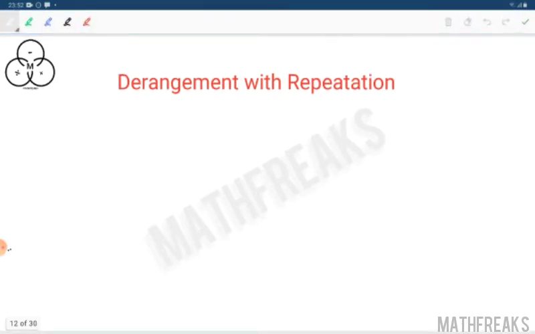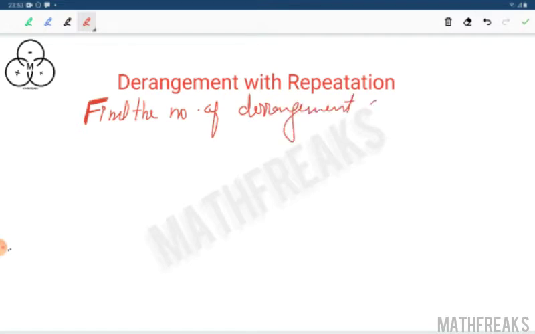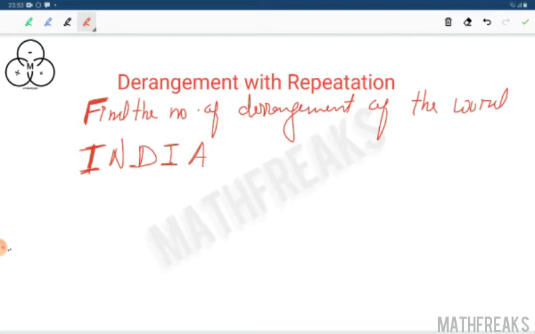Derangement with repetitions allowed. Find the number of derangements of the word India. Very interestingly, in the word India we can see a special case that I is repeated 2 times.